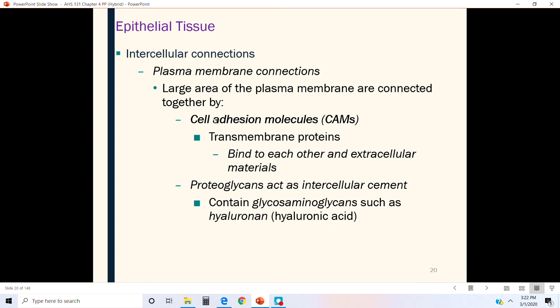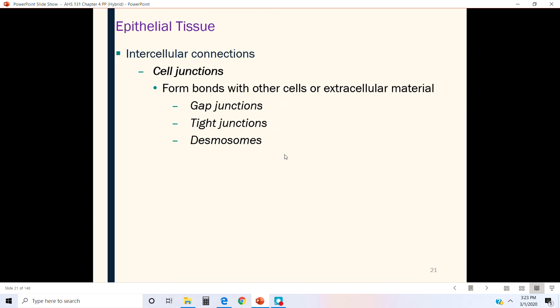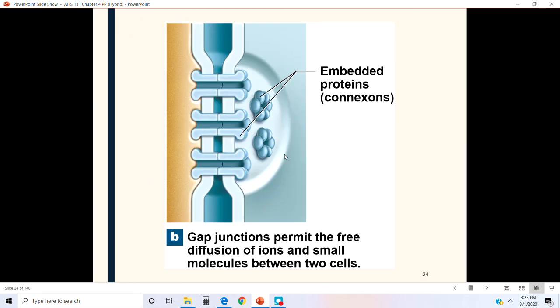So let's take a look at the plasma membrane connections. All right. Large areas of the plasma membrane are connected together by something known as CAMs, cell adhesion molecules, right? We usually just call them CAMs. This is a special type of transmembrane protein that actually binds to each other and even into extracellular materials. So what does that mean? Let's take a look. I'm going to take you to a picture here for a second.